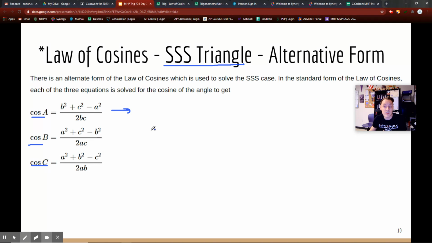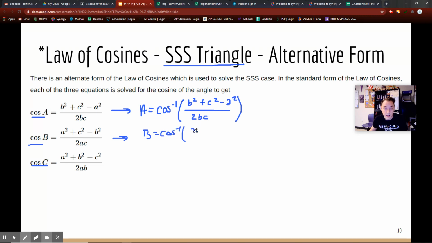You don't need to use law of sines at all, not like the previous slide said to use law of sines. That's how Math Excel teaches it in the textbook. I don't teach it like that, because then all I have to do is take the inverse cosine of (b squared plus c squared minus a squared) all over 2bc, and then I found my A. Then I can do the same thing here: the inverse cosine of (a squared plus c squared minus b squared) all over 2ac, and that will be B. I can do the exact same thing for c.